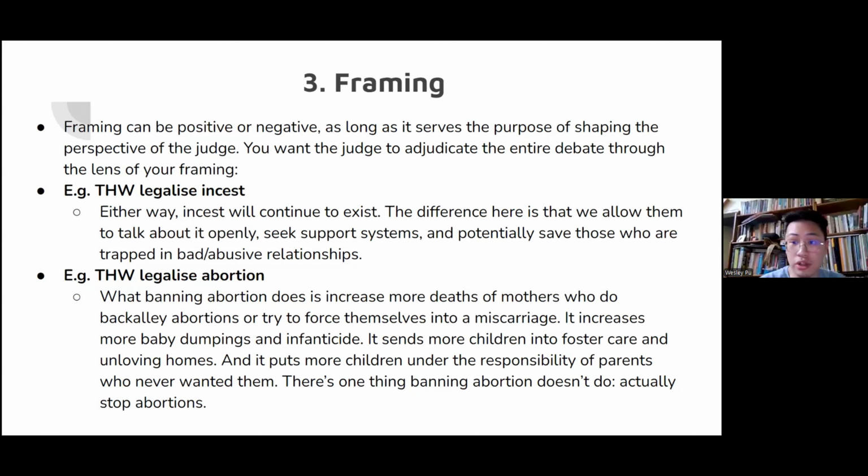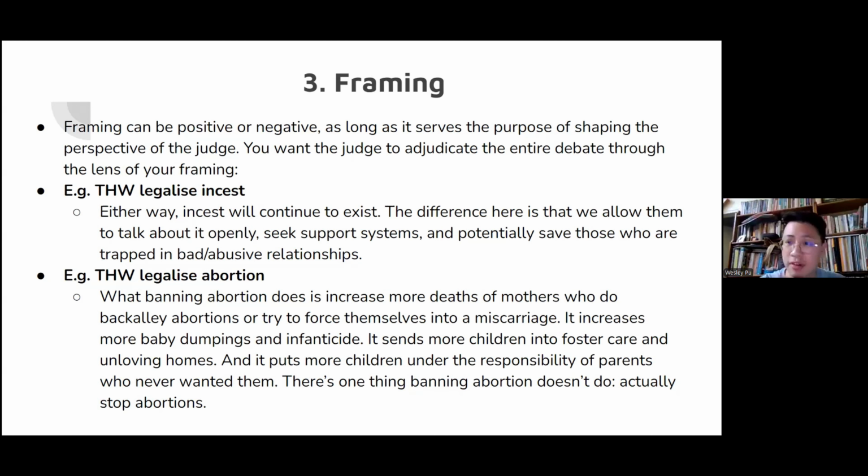Either way, incest will continue to exist. Regardless if we legalize or not, some people would still want to do this for some reason that they want. The difference is we allow people to talk about it openly, seek support systems, and save those that are trapped in bad abusive relationships. So what this does, it allows you to frame your debate about the ability for you to be open and conversational about this thing. That means that any of Op's arguments about why incest is bad doesn't really apply because you're going to say that, okay, even if we believe our position, these things still happen under our position's world.